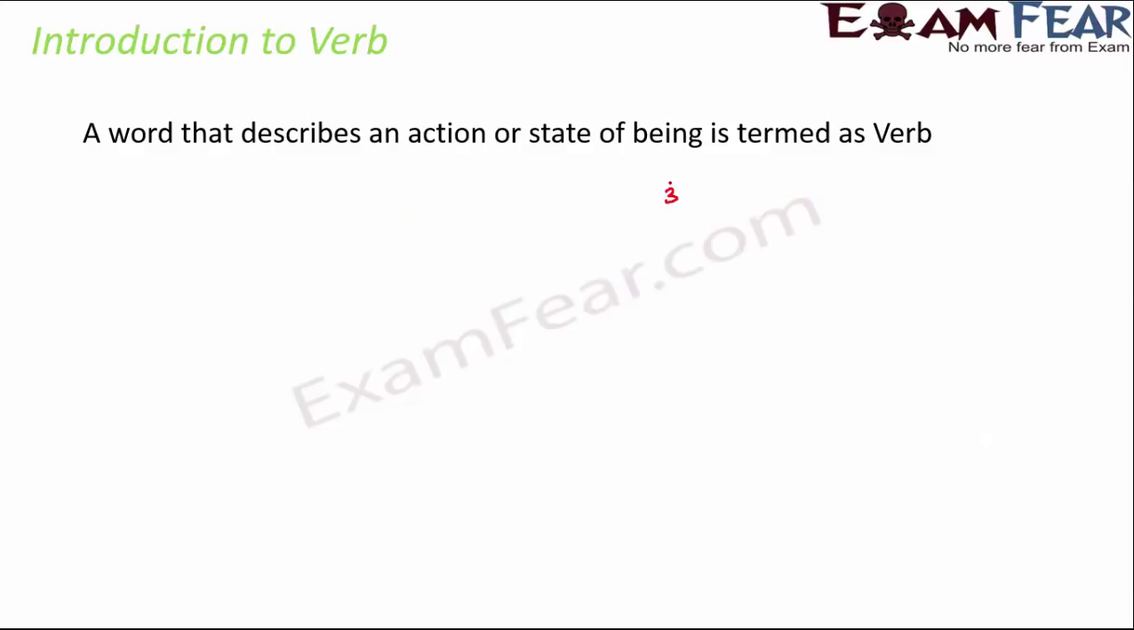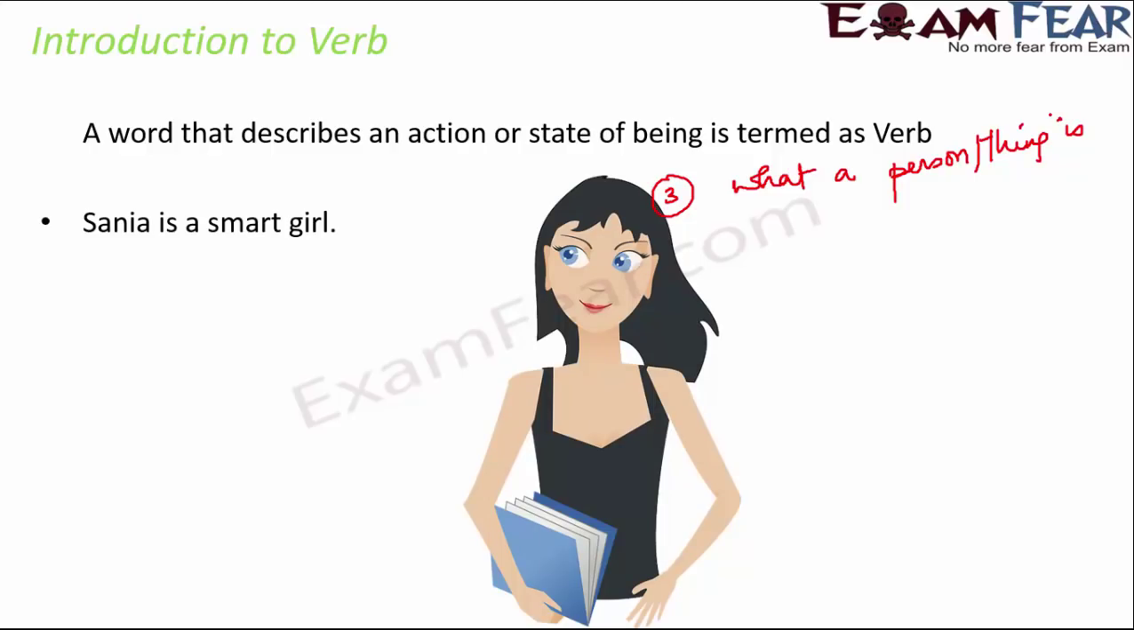Or it can also tell us what a person or thing is. For example, if we say Sanya is a smart girl. Here we are not really telling what Sanya is doing. We are not talking about any action here, but we tell what Sanya is. So is is the verb here. In this case, it is not describing an action, but a state of being or state of existence. What is Sanya? Sanya is a smart girl. So is is a verb in this case.